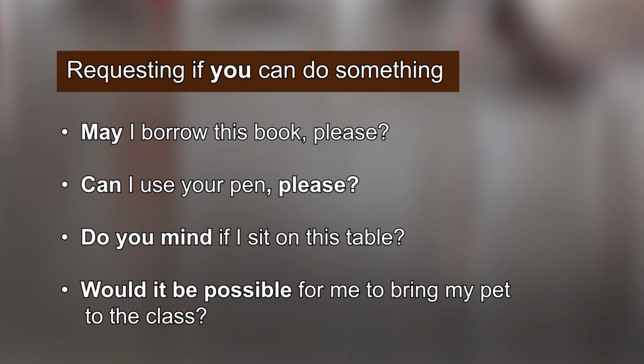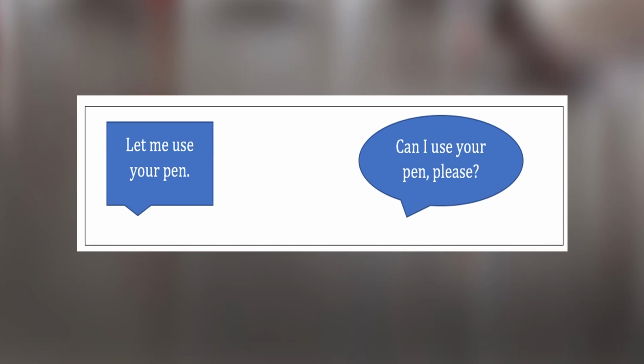Words and phrases in bold that you see on the card are used to make the requests polite. Without these, well, they are impolite. So what, you ask? Take a look at the difference that they make. Would you be happy to give your pen if someone you don't know too well came by and asked, "Let me use your pen"? Or would you give your pen to someone who said, "Can I use your pen, please"? So that's the difference. People tend to accept a request when it's asked in a polite manner.